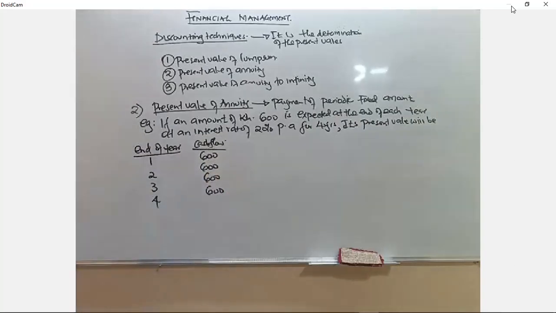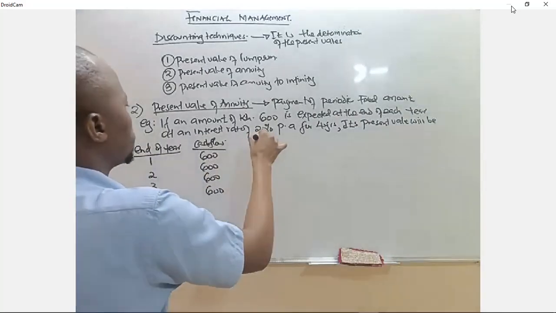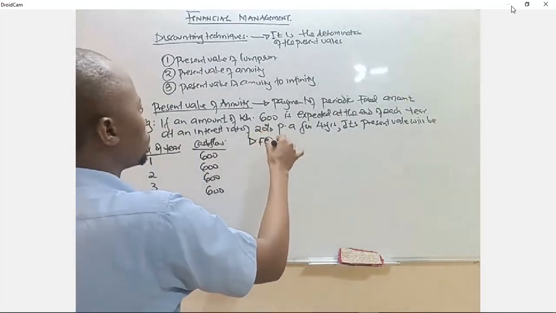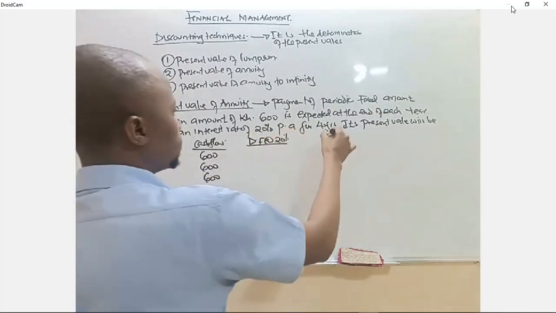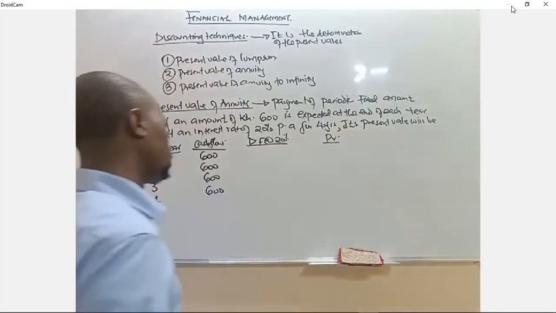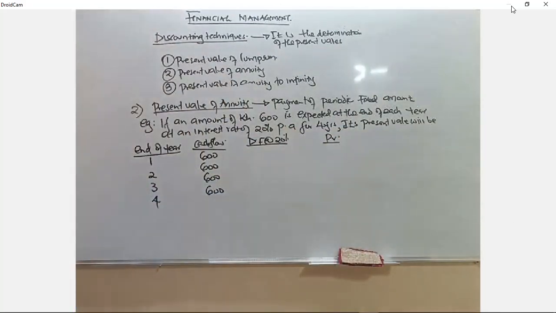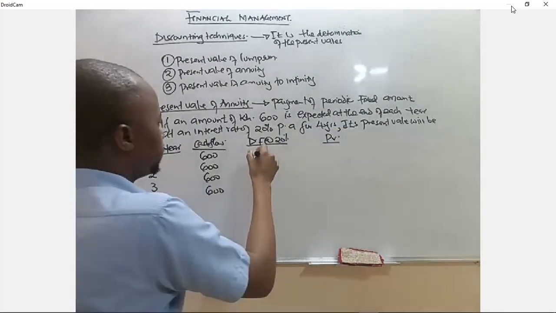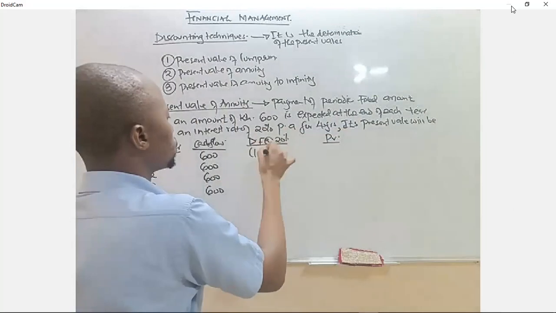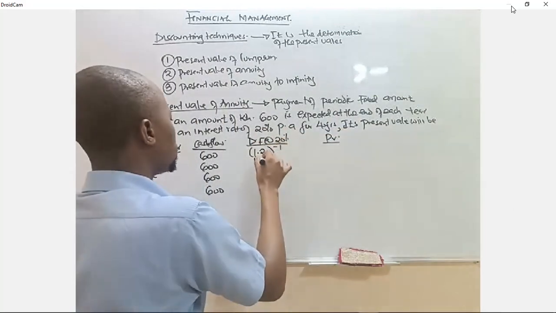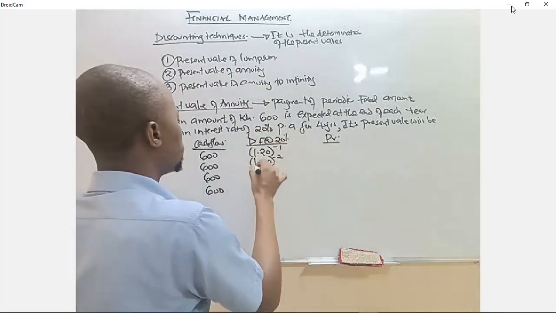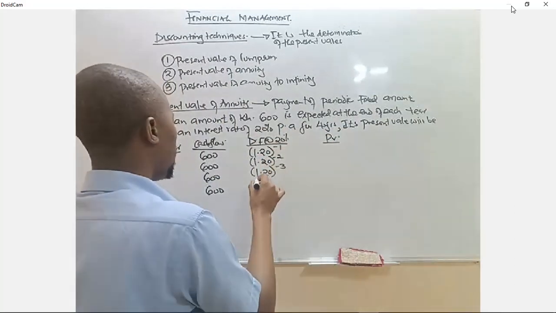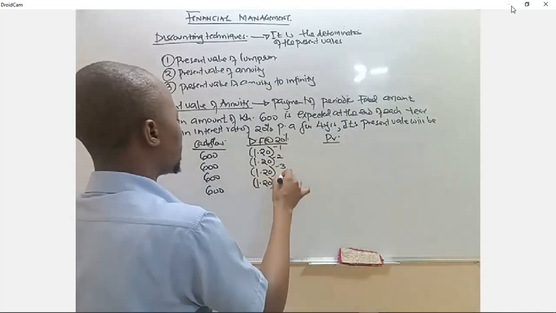And then you ask yourself, what about the discount factor? The discount factor we have said is at the rate of 20%. So what is the present value? The present value, you do it like the other one, but the other table we started with 3. This one we start with 1 because we have already invested at 1. So it will be 1.20 raised to the power negative 1, 1.20 raised to the power negative 2, 1.20 raised to the power negative 3, and 1.20 raised to the power negative 4.